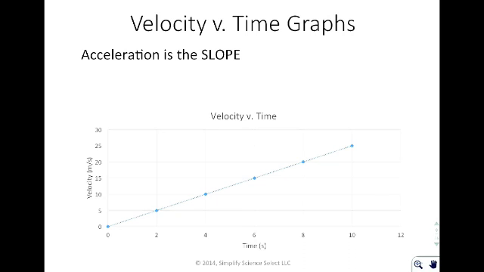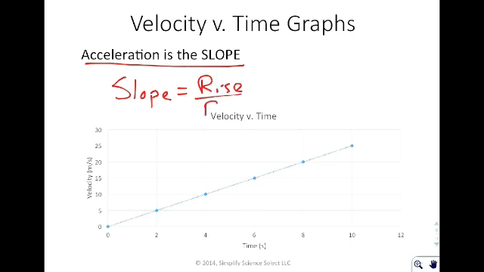Now, if you have a velocity versus time graph, which is what we generated in the lab, you can find the acceleration by looking at the slope. Now remember, when we talk about finding the slope, it is the rise over the run. So what you need to do is pick 2 points, any 2 points along this straight line graph, and say y2 minus y1 over x2 minus x1. That's how we're going to calculate the slope.